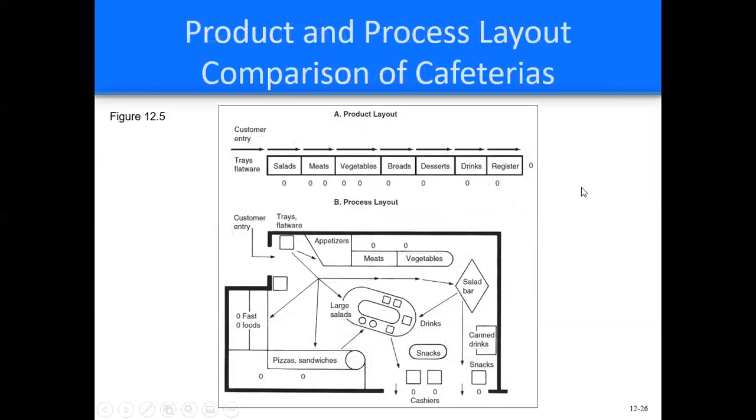And then the next one is a product layout. Like I mentioned, you go to a buffet, there's salad, meat, vegetables, bread, dessert, drinks, register. So that's the product layout.